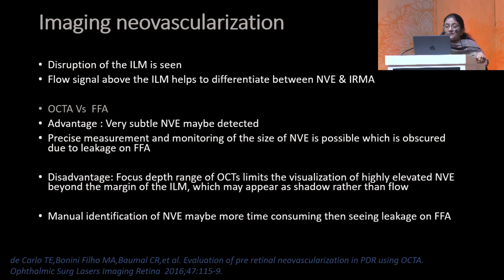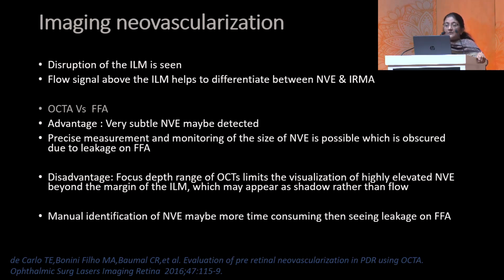OCTA can also image the neovascularization of the retina very nicely. And if anybody wants to know what the advantage or disadvantage of doing an OCTA over an FFA is, well, the advantage is you can pick up very subtle NVEs. The precise measurement and monitoring of the size of NVE is possible, which is obscured due to the leakage on FFA.